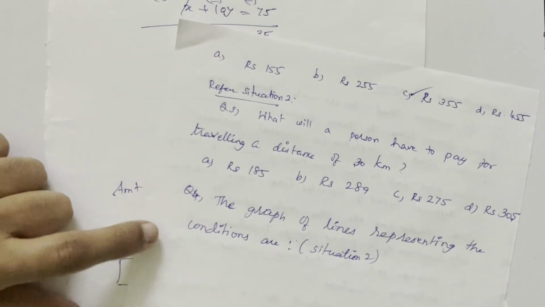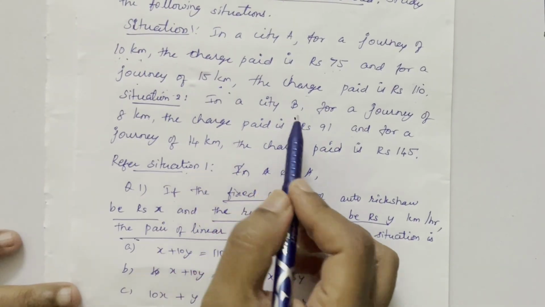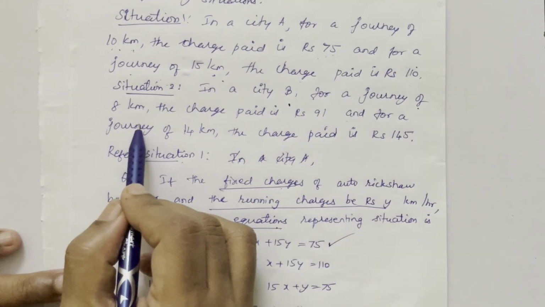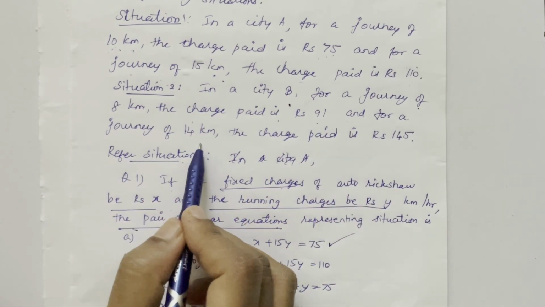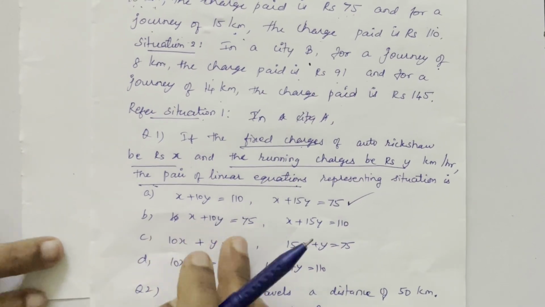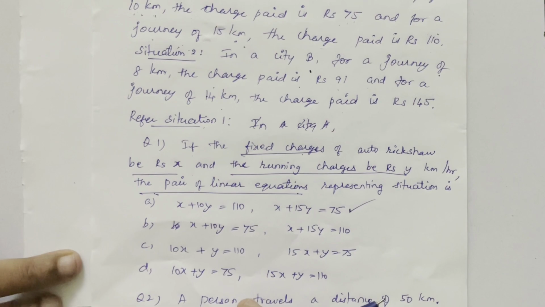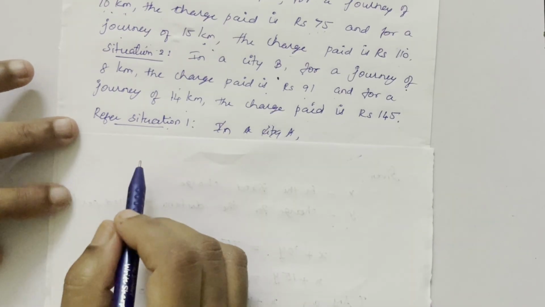The next two questions are from situation 2. Situation 2 is: in a city B, for a journey of 8 km, the charge paid is rupees 91, and for a journey of 14 km, the charge paid is rupees 145. What we did in situation 1, we have to follow the same thing for situation 2 also. Let us make the linear equation first.